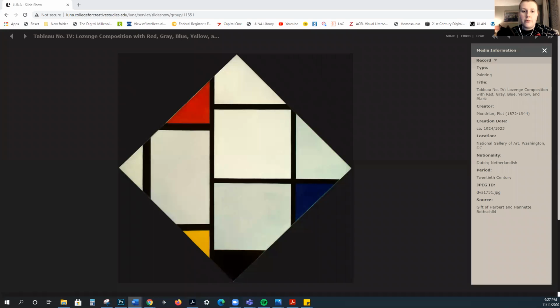So we're going to talk briefly about De Stijl, and then we'll move to the Bauhaus, and then from there into Surrealism, so it should be pretty short.